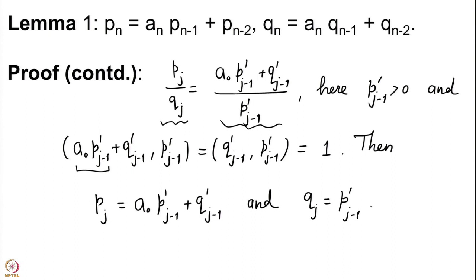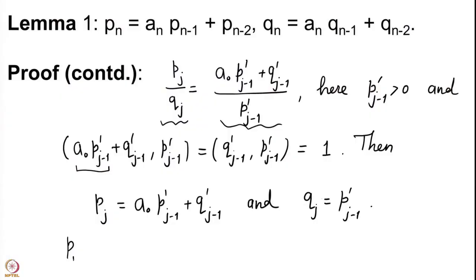So let us once again take a step back and see what we have obtained. We have obtained a formula for Pj and Qj in terms of Pj minus 1 prime and Qj minus 1 prime. And we also know that these P primes and Q primes satisfy the recursion relation, because we are now going to apply this for j equal to n, and then we will see what happens. So we get that Pn is A0 Pn minus 1 prime plus Qn minus 1 prime. Qn is Pn minus 1 prime.